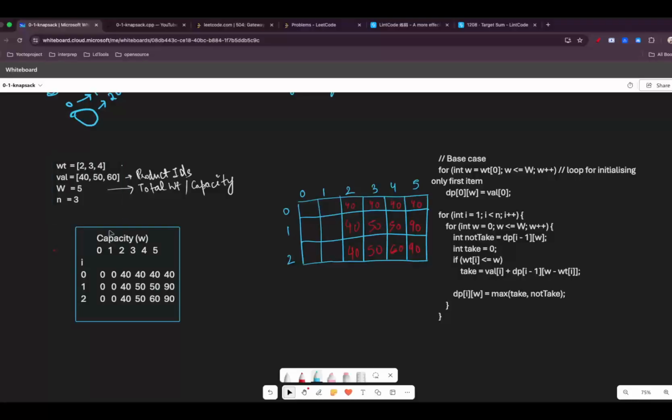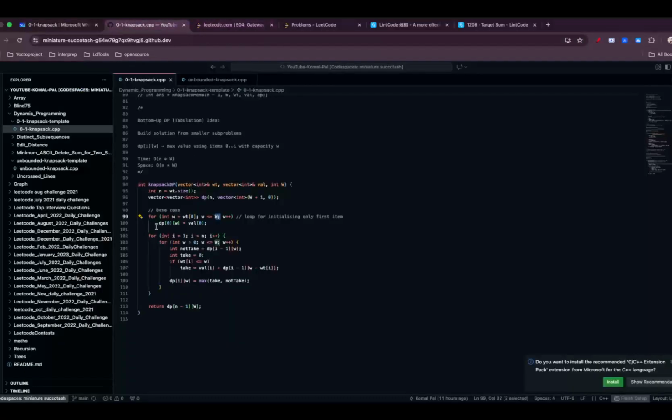Now what we were doing with that line was just assigning 0 to this particular row, which was all zeros. This is the capacity at which we can store, and this is the index of the product IDs. So at the starting we have the whole matrix, the n cross W matrix, initialized with 0.